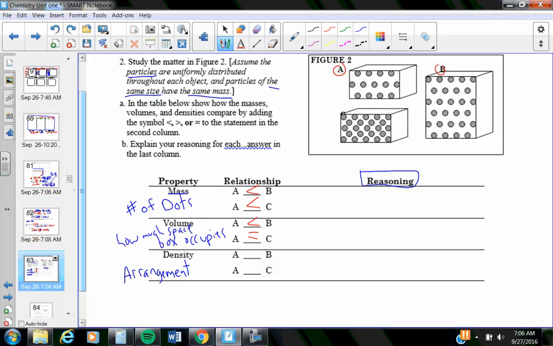But when it comes to density or arrangement, when I look at A and B, even though they're different sizes, they are arranged exactly the same, packed in just as tightly, so their density for A and B is equal. Yet for C, even though it's the same sized box as far as volume goes, since the particles are packed in more tightly, C has a greater density than A.